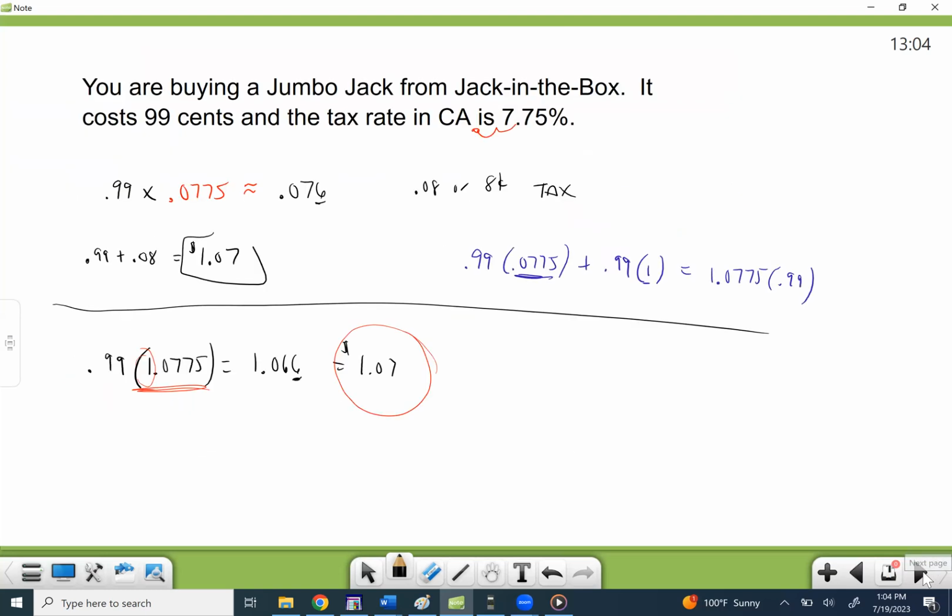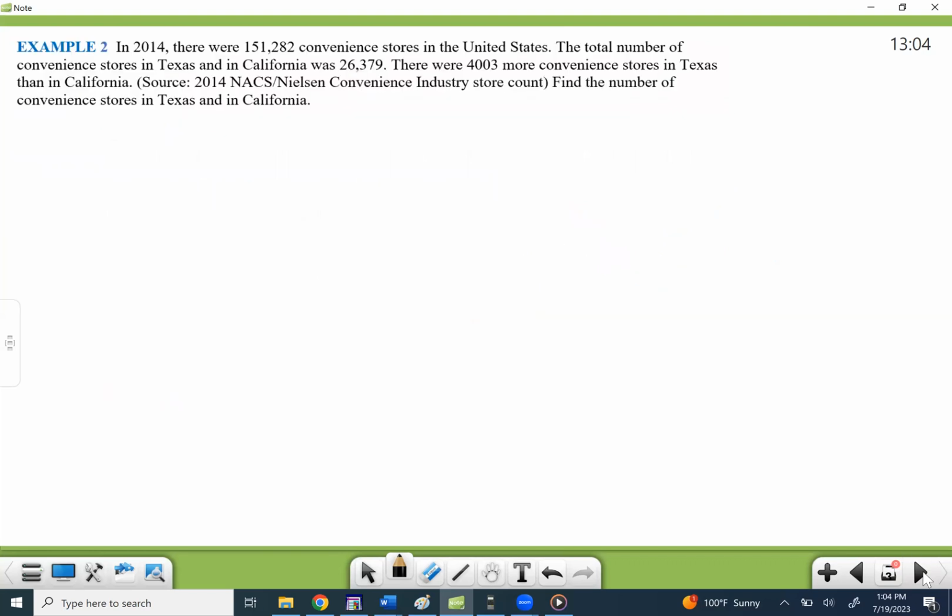Let's do it again. This one's very similar, this example too. All right, in 2014, there were 151,282 convenience stores in the United States. The total number of convenience stores in Texas and in California was 26,379. There were 4,003 more convenience stores in Texas than in California. Find the number of convenience stores in Texas and in California.